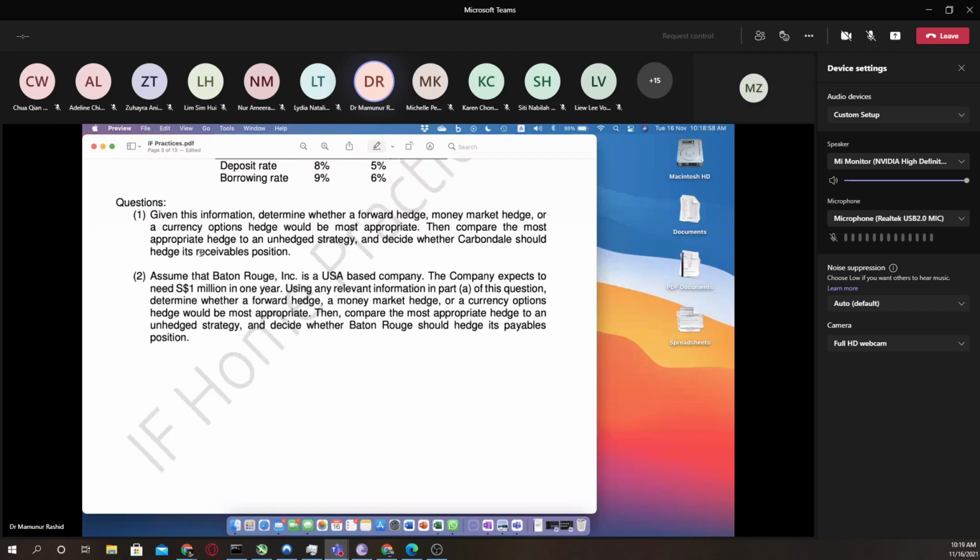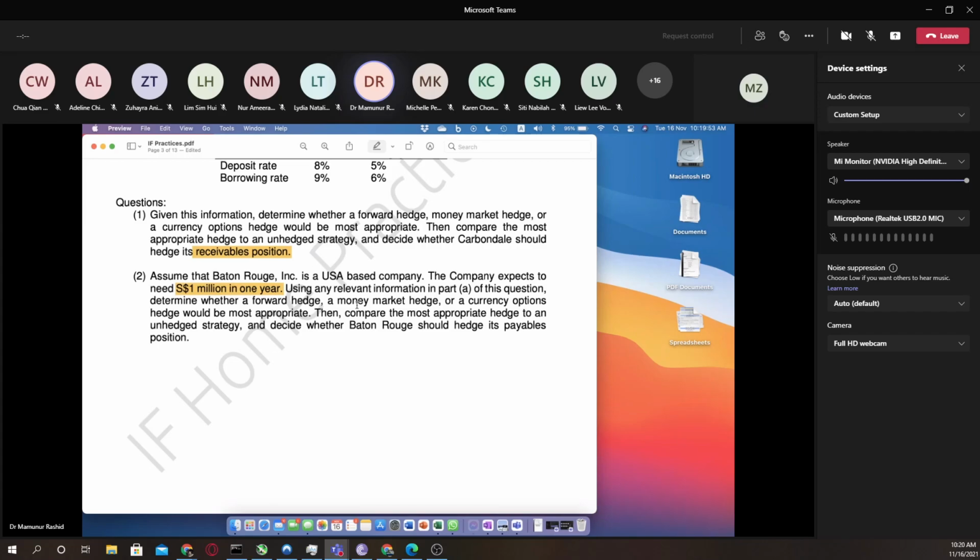Assume that Baton Rouge Incorporation is a USA-based company, and this is another example. Baton Rouge Incorporation is a US-based company. The company expects to need Singapore dollar 1 million in 1 year. They will require this, using any relevant information in part A. So, using the previous information given, determine whether forward hedge, money market hedge, or currency option hedge would be most appropriate. Then compare the most appropriate hedge to an unhedged strategy and decide whether Baton Rouge should hedge its payable position. So there is a receivable example for Carbondale, and there is a payable example for Baton Rouge. So we need to do each of these step by step. Let's do receivable first.